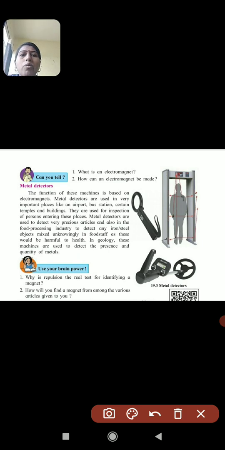They are used for inspection of the persons entering, and in these places they are used to detect various precious articles. They are also used in food industries to detect iron or steel mixed in foodstuffs, because these are harmful to our health. In geology, these machines are used to detect the presence and quantity of metal. So this is about the metal detector.